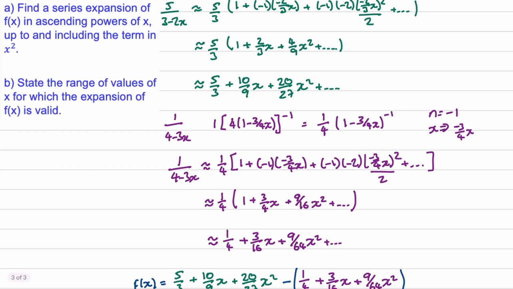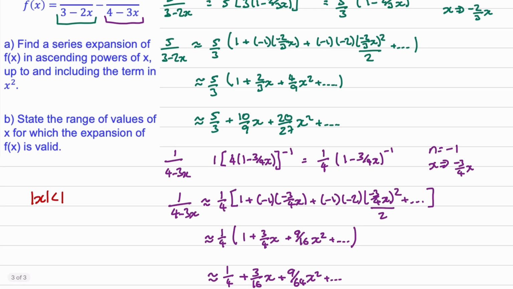And then for part B, state the range of values of x for which the expansion is valid. So we know that the modulus of x has to be less than 1 for the expansion to be valid. The problem we have is that we've got two x terms. We've got the one for the green fraction and the one for the purple fraction. And we need the modulus of each of these to be less than 1.